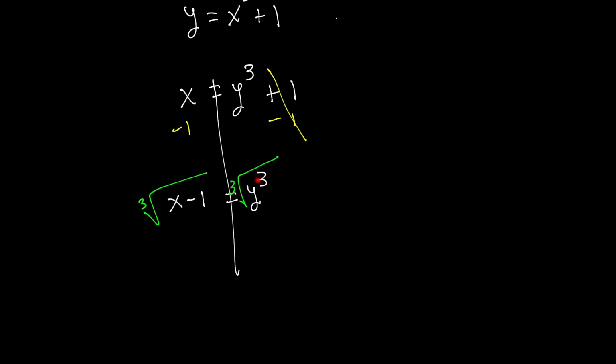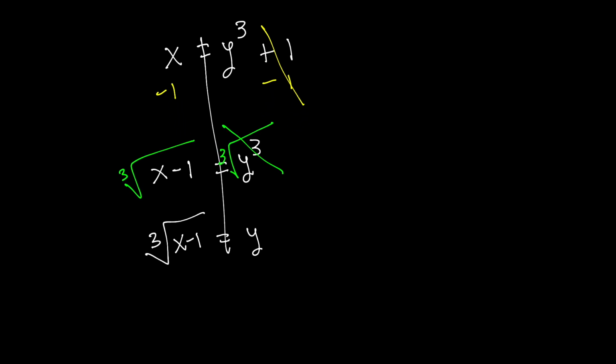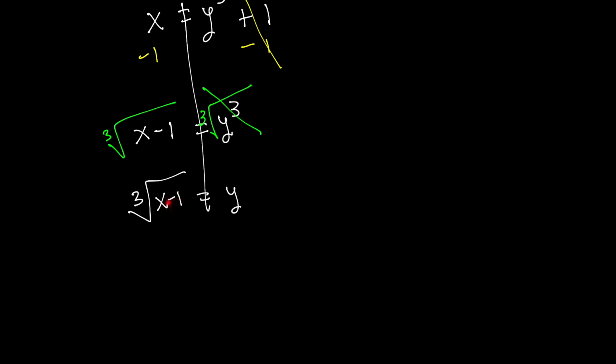On the right hand side, the third root and the power of 3 are going to cancel out, leaving me with y equal to the cubic root of x minus 1. Since I cannot simplify the left hand side any further, I'm going to use my new notation to express y as the inverse function. So here I have f inverse equal to the third root of x minus 1.